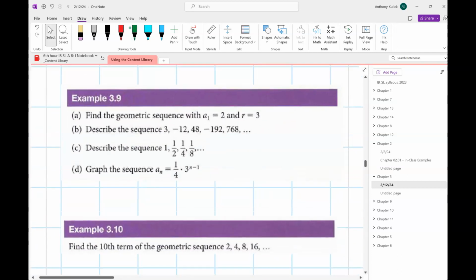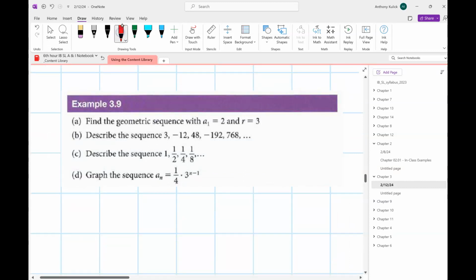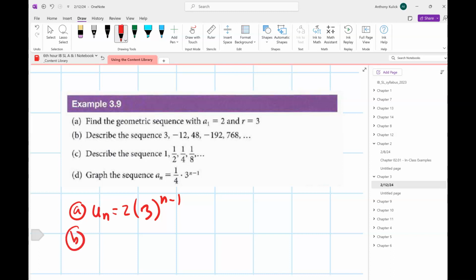Let's go do some examples then. So it says, find the geometric sequence where the first term is 2 and the common ratio is 3. Well, isn't all I have to do that? I think so. That'll do to me. Everybody's okay there with what I plugged in? It says, describe the sequence there.